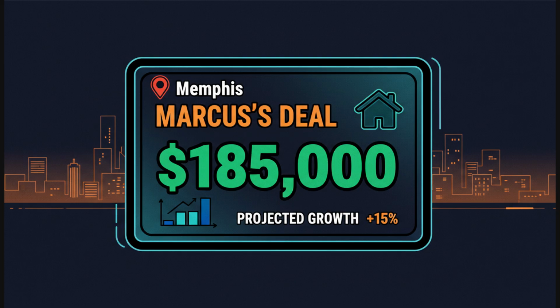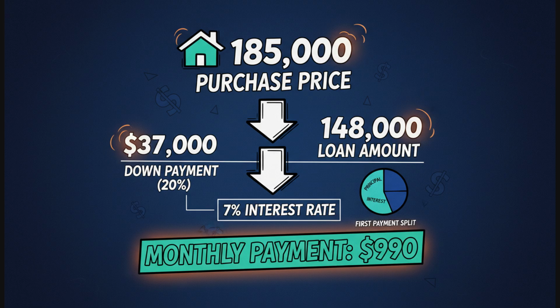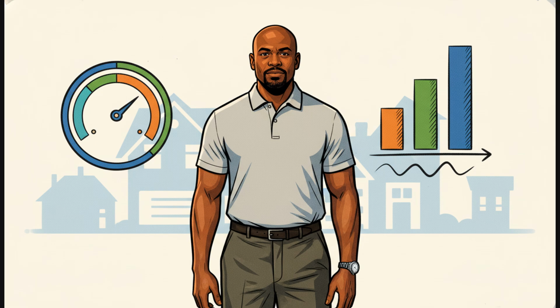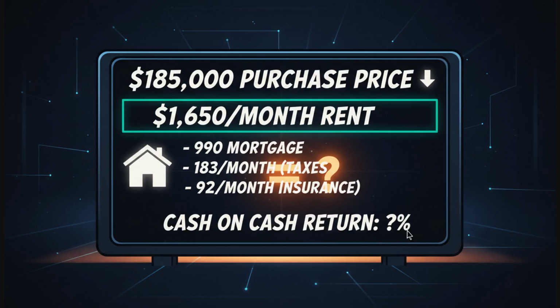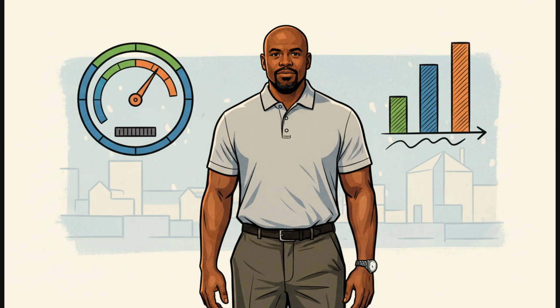My friend Marcus looked at a property in Memphis listed at $185,000. The rent was $1,650 a month. His mortgage with 20% down at 7% interest came to about $990. Property taxes were $2,200 a year. Insurance was $1,100 a year. Do the math in your head right now. Marcus got a cash-on-cash return of about 8% on this deal. That was his gross check. He was in the game.